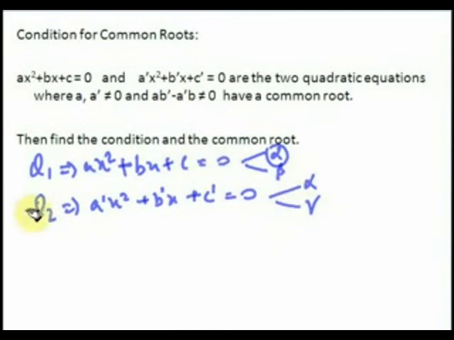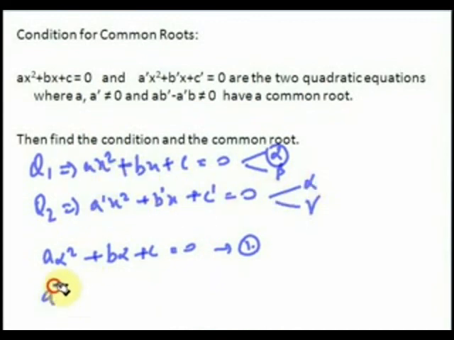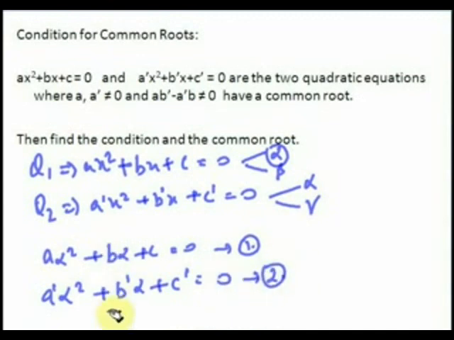Now alpha satisfies both the equations, quadratic equation 1 and quadratic equation 2. So if we substitute the value of alpha in the first equation, we get a alpha square plus b alpha plus c is equal to 0. This is the first condition. The second condition is that alpha satisfies this equation, that is a dash alpha square plus b dash alpha plus c dash is equal to 0. From here we can solve the value of alpha, and we can find the condition.